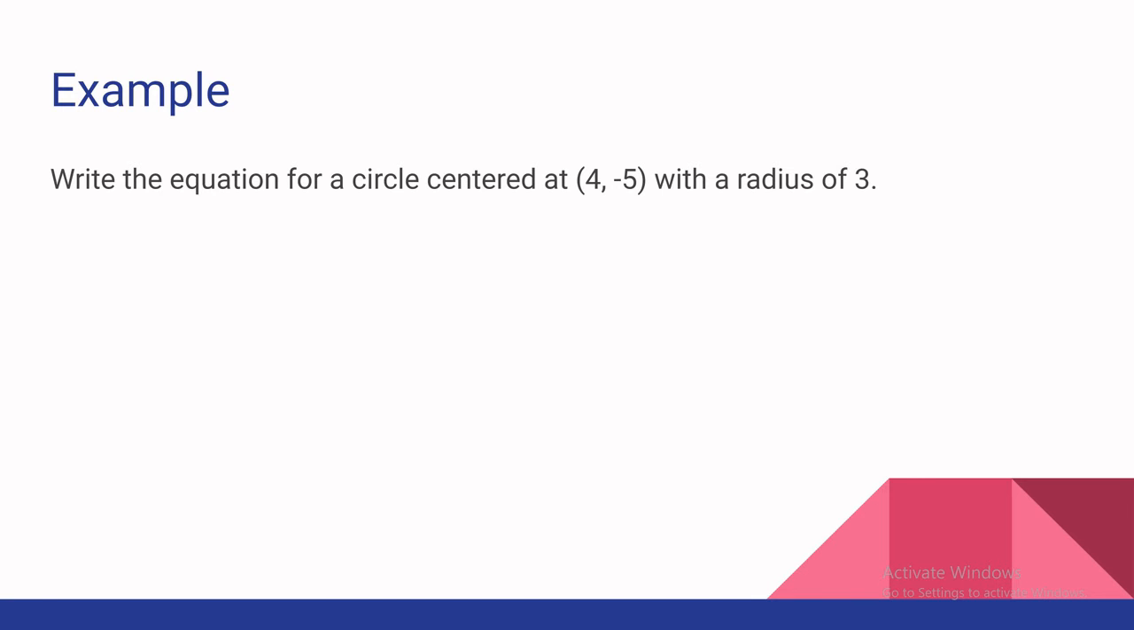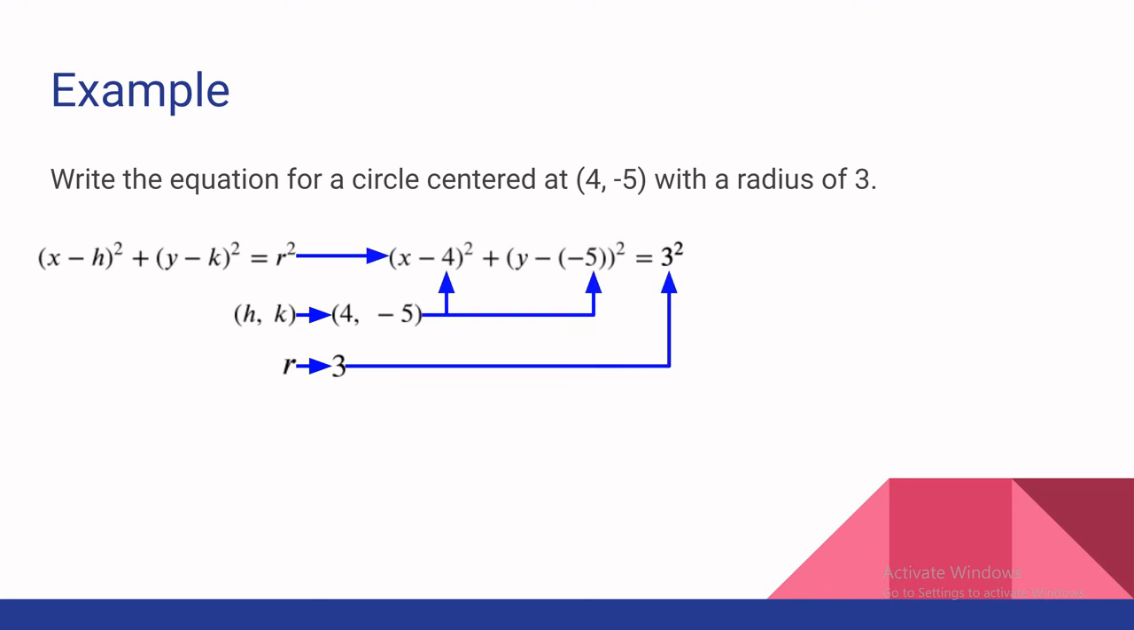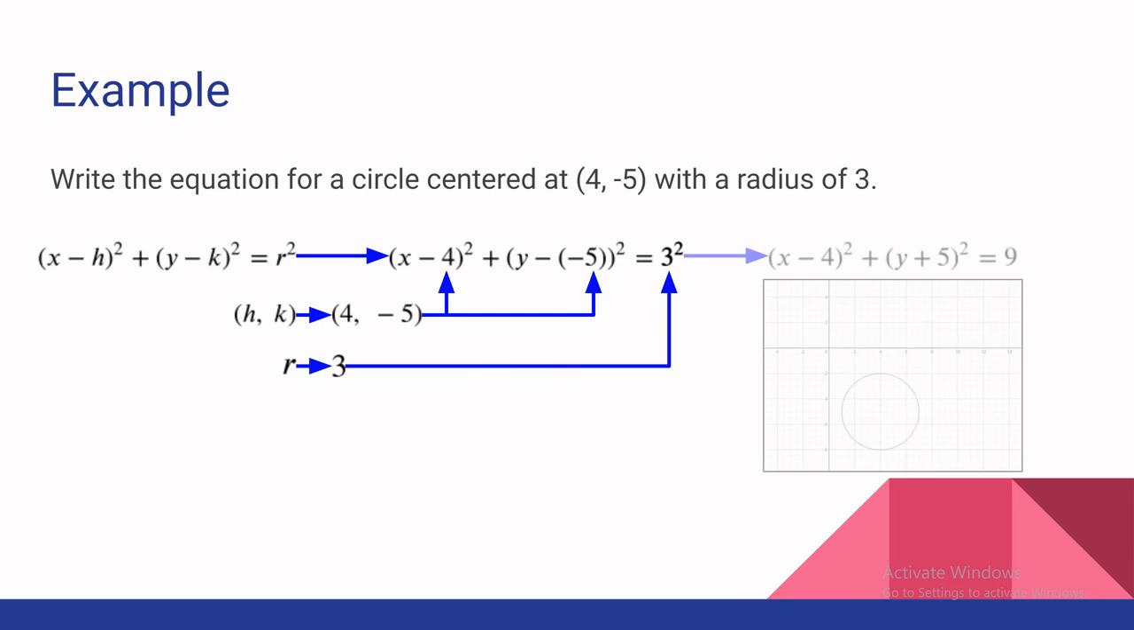Let's look at an example. What is the equation for a circle centered at (4, negative 5) with a radius of 3? Well, let's look at our formula. Our formula is (x minus h) squared plus (y minus k) squared equals r squared, with the center (h, k) being (4, negative 5) and the radius being 3. This translates to the equation (x minus 4) squared plus (y minus negative 5) squared equals 3 squared, which translates to (x minus 4) squared plus (y plus 5) squared equals 9. As we can see down below, there is a graph of the circle.